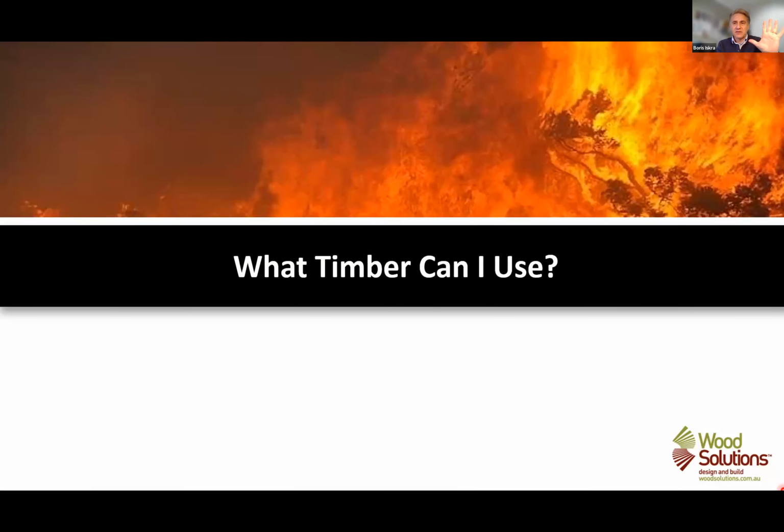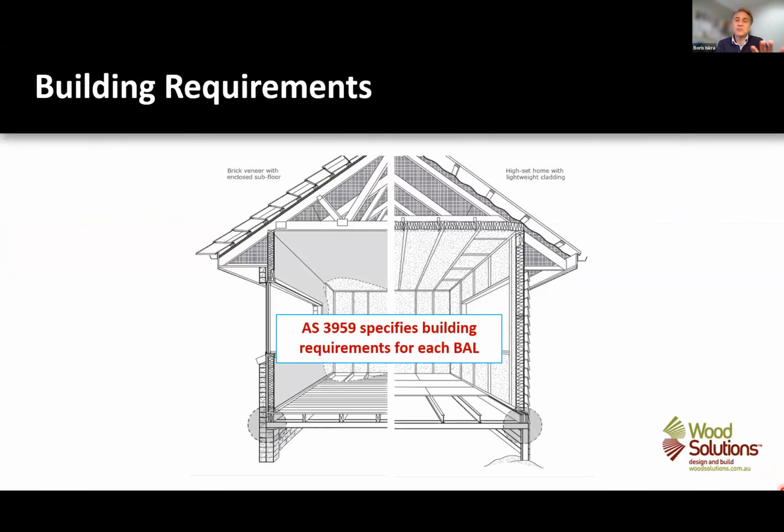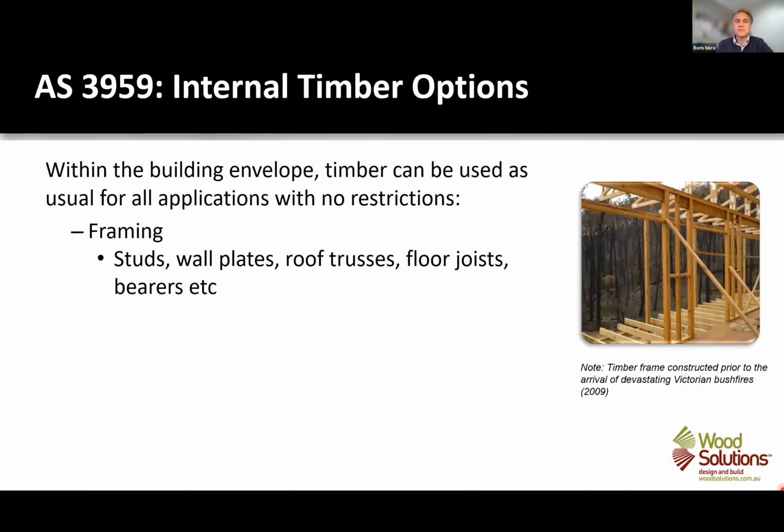So look, that's enough about the background and the setting up of the bushfire attack level, or determining the classification. So once you've done that, what timbers can I use? As I mentioned, AS 3959 basically just focuses on the structure. It doesn't go beyond that building envelope. So within the structure, you can basically use whatever timber type you want to use. All the framing elements can be used because you're within that building envelope.